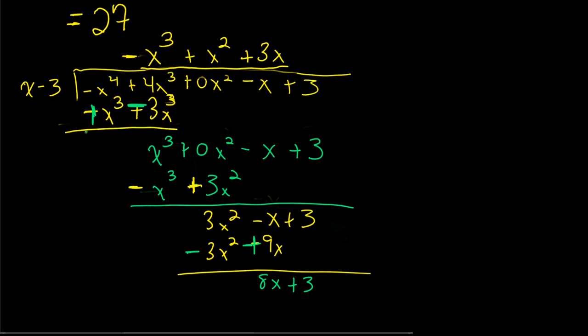My new leading term is 8x. So 8x divided by x is positive 8. 8 times x is 8x. 8 times negative 3 is minus 24. I change my signs.